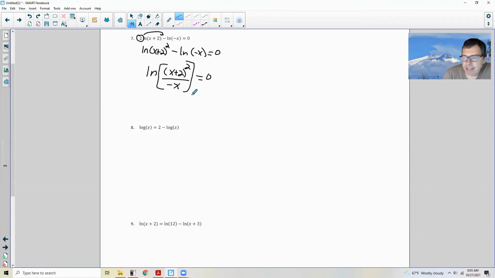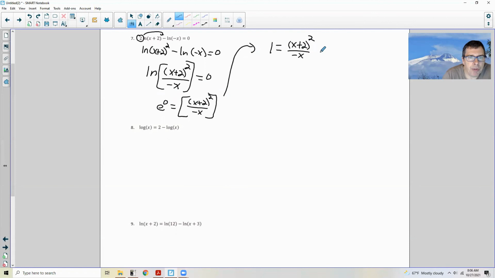So now that I've done that, I want to change this to base e. So that would be e to the 0. I'm going to save some time here. Well, no, I'm not. I'm going to show my work. This is new to you. The natural log is base e, so e to the power of 0 equals this, x plus 2 squared over negative x. Now e to the 0 is 1. Anything to the 0 is 1. So now we have 1 equals x plus 2 quantity squared divided by negative x.